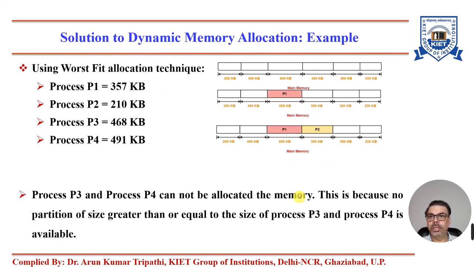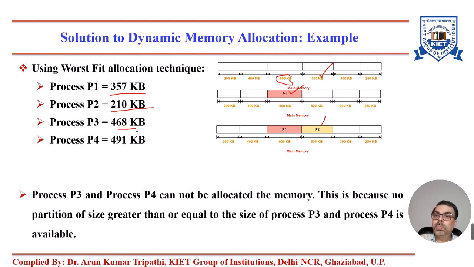Now, the worst fit. In the worst fit, when the 357 process arrives, it will search for the largest hole. The 600 KB is the largest one, so P1 will be allocated here. Then the 210 KB process will arrive. Again, the process will search for the largest hole. So this is the second largest hole, so it will be accommodated here.